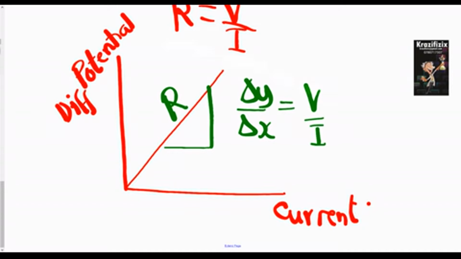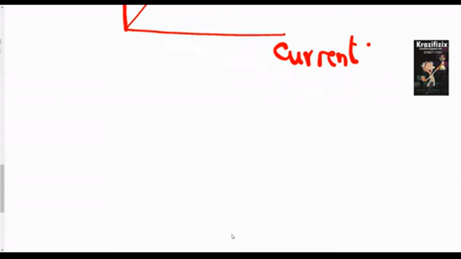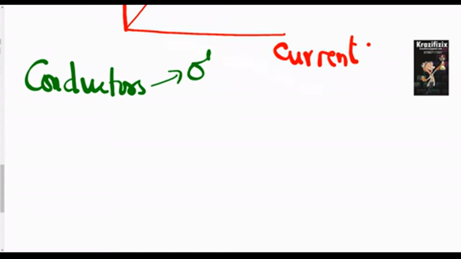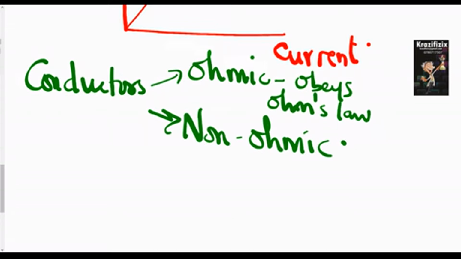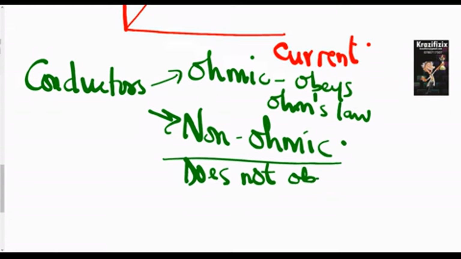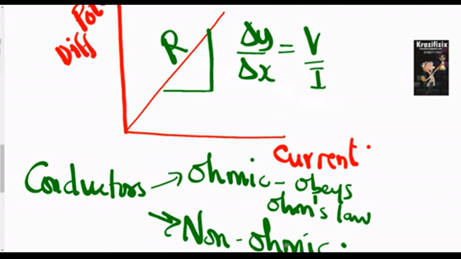Remember, constant temperature. Quickly, there are two types of conductors when we deal with electricity: an ohmic conductor and a non-ohmic conductor. The ohmic one obeys Ohm's law, whereas the non-ohmic one does not obey Ohm's law. So the graph we have on top here is the graph of an ohmic conductor.